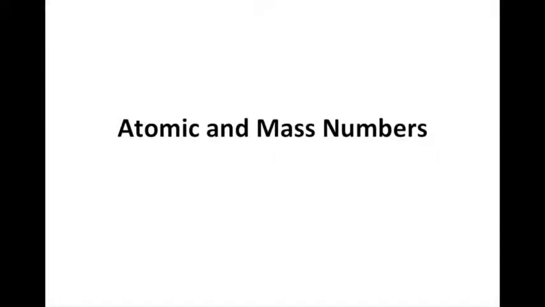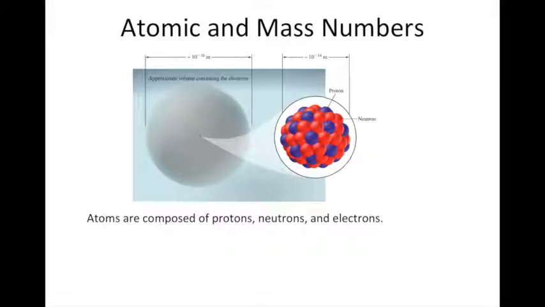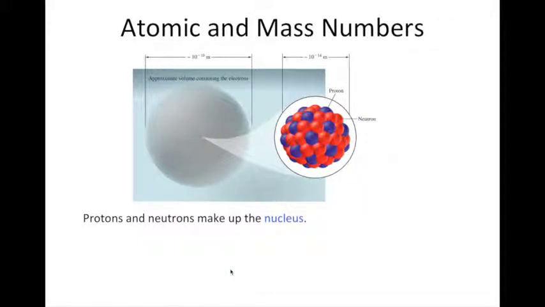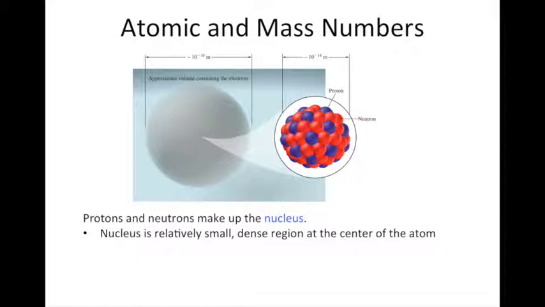In this video, we're going to discuss the atomic numbers and the mass numbers for different atoms. So atoms are, of course, composed of protons, neutrons, and electrons. Protons are positively charged particles, neutrons are neutral or uncharged particles, and electrons are negatively charged particles. The protons and neutrons in an atom make up what is called the nucleus. The nucleus is relatively small and dense and located at the center of the atom.